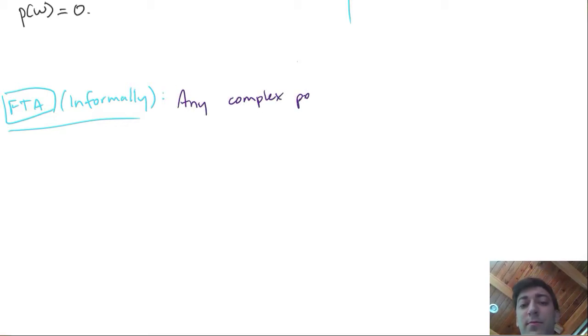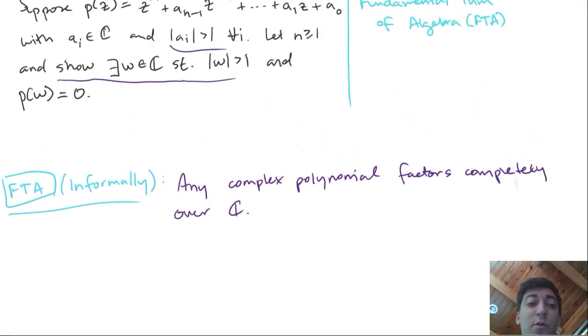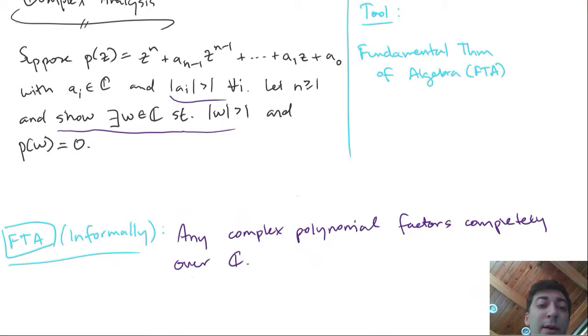So informally, the fundamental theorem of algebra says that any complex polynomial, so that's just a polynomial with complex coefficients, factors completely over the complex plane. So that's a really nice result, because that means that our polynomial up here, P of z, regardless of what these a_n are, it means we can factor it.